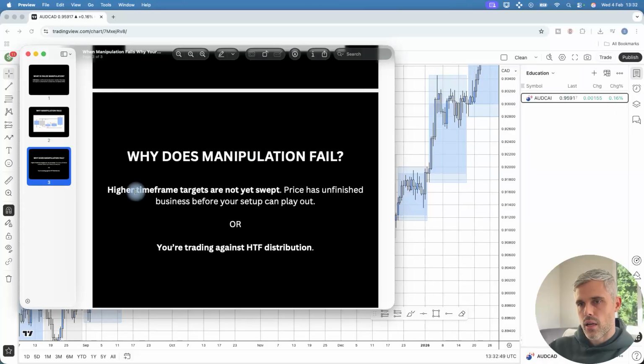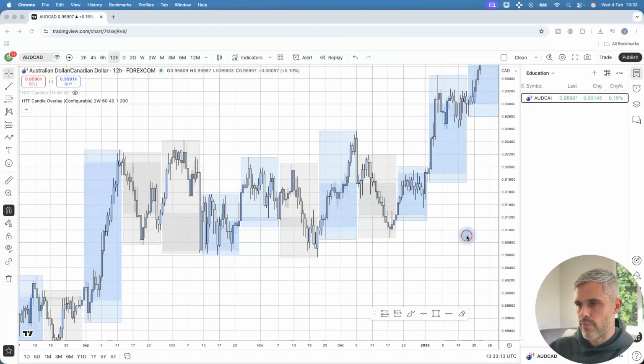It's either higher time frame targets are not yet swept, so price has unfinished business before your setup can play out. You're in the trade too early. Or you're trading against higher time frame distribution. So let's look at exactly what that looks like and make a note of this, because this is something you need to train your eye to see.